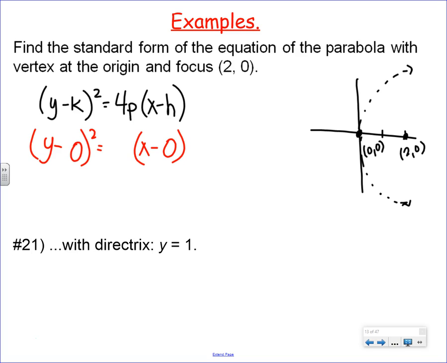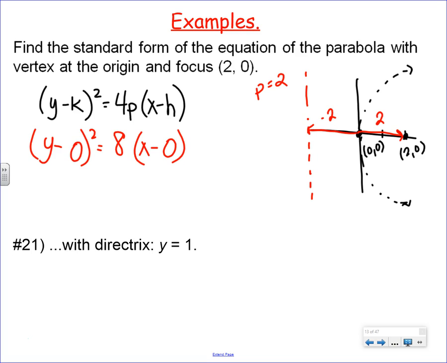And then Andrew said that P was 2, and how do you figure that out? The distance was 2 to the focus. What would the distance be back to the directrix? Also 2, in the opposite direction. So the distance is 2, so I can go ahead and plug in. Oh, P is 2, which means 4 times 2 is 8.